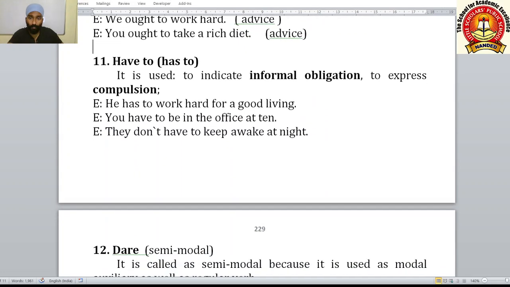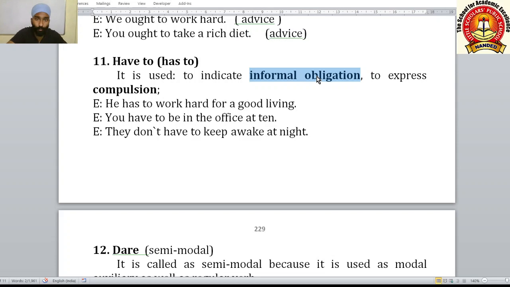Now have to or has to. This has past tense also, had to. If it is used with will, will have to, it will become a future tense also. But it itself has only the past tense had to. So if you want to make its future, you can use will also. It is used to indicate informal obligation. Here have to, has to and must express the same thing but in a formal and informal way.